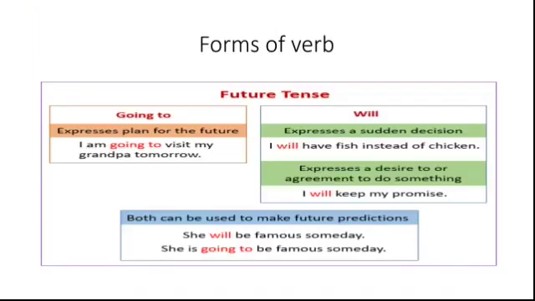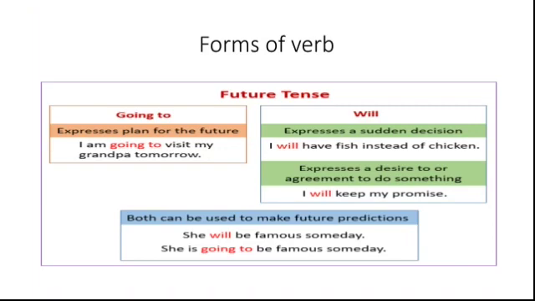Now let's get into the detail and discuss the forms of verb. In future tense, for the near future, to express a plan for the future, we use the going to form. And to express a sudden decision or a desire to agree to do something, for that we use will. And both can be used to make a future prediction.